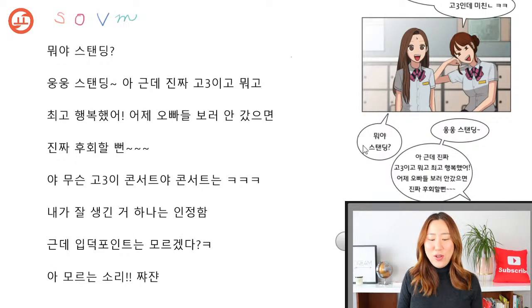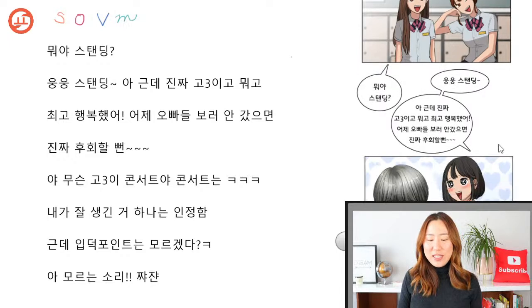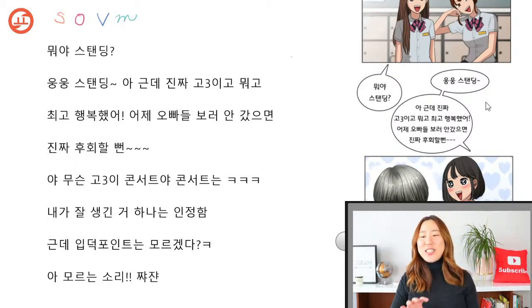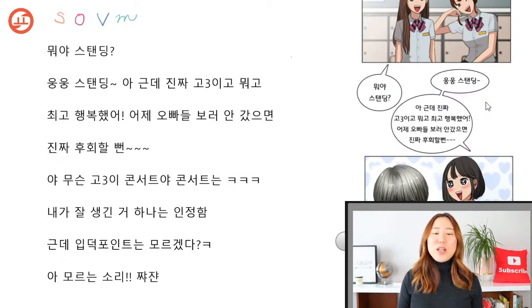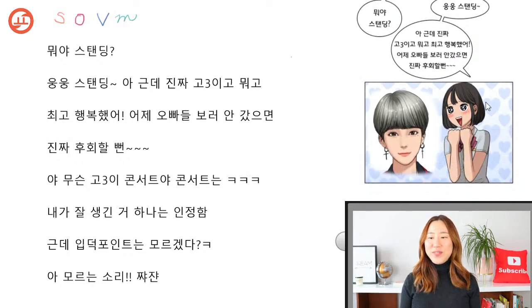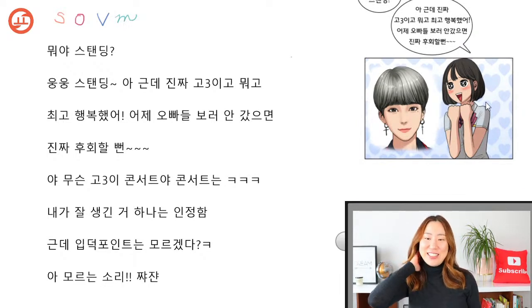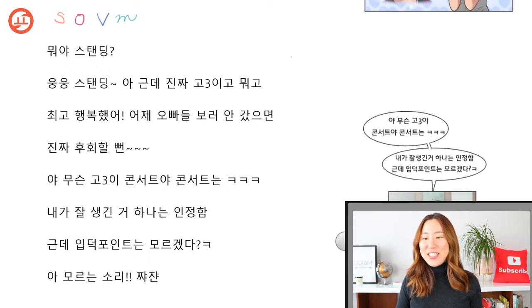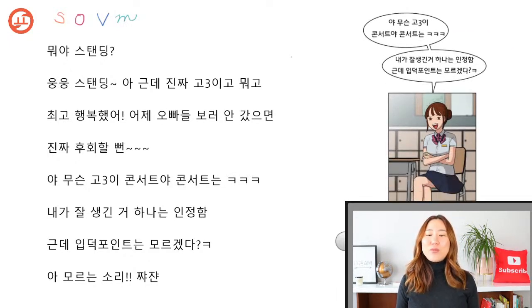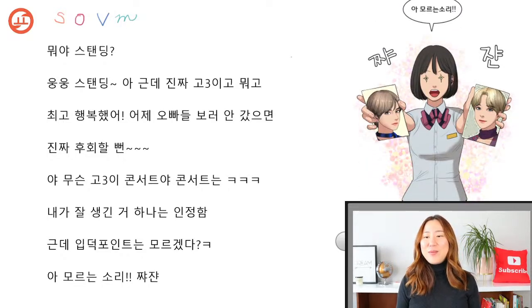And then here. 뭐야, standing? And then this is the girl below. Standing. And she's gonna explain whole bunch. 아, 근데 진짜 고3이고 뭐고 최고 행복했어. 어제 오빠들 보러 안 갔으면 진짜 후회할 뻔. It's like a BTS actually. If you look at their photos, illustration, it looks like BTS. 아, 무슨 고3이 콘서트야. 콘서트는 내가 잘생긴 거 하나는 인정함. 근데 입덕 포인트는 모르겠다. 아, 모르는 소리. 짜잔. And then more explanation, okay?